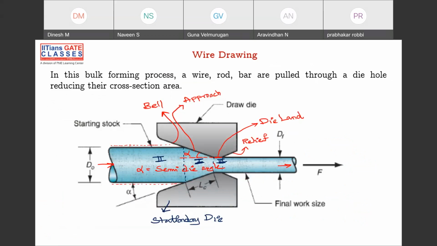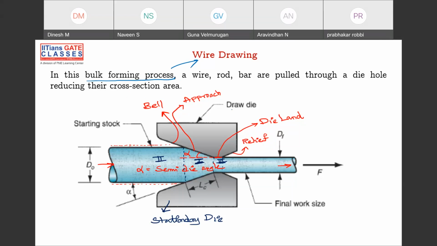Next is nothing but wire drawing. So what is wire drawing? Here, also please remember, rolling is a bulk metal forming operation. The previous one we have discussed is bulk metal only. It's not sheet metal, right? Fine. So in bulk metal forming operations, the first one is rolling that we have already discussed. Second one is wire drawing.